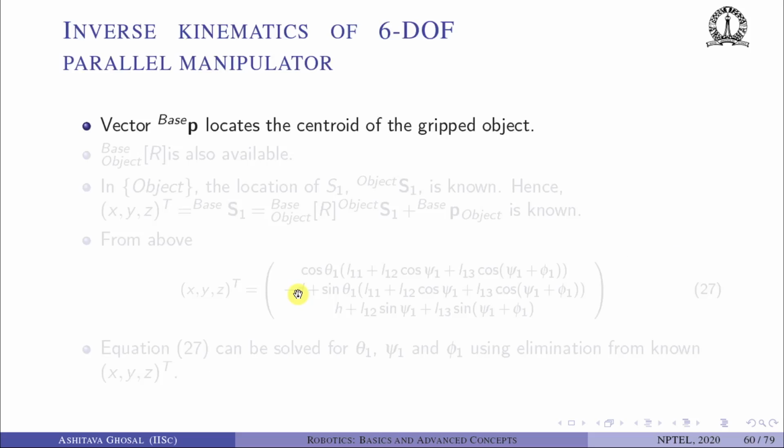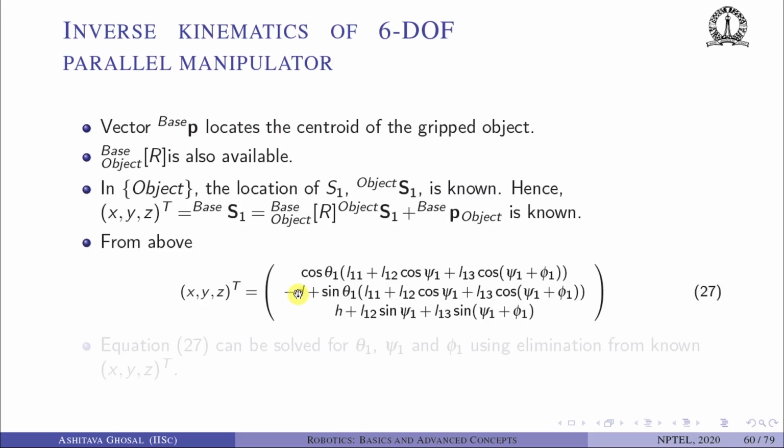So how do we do this? It is not very hard because we have just the position vector of a point which is, let's say, the centroid of the gripped object. The rotation matrix of the object with respect to the base is also given. So we can find out that the xyz of the point is given by base to S1, which is the corner point where it is gripped. That is nothing but base to object, object to S1. We are going to the centroid and coming back, and this will be equal to base to P object.